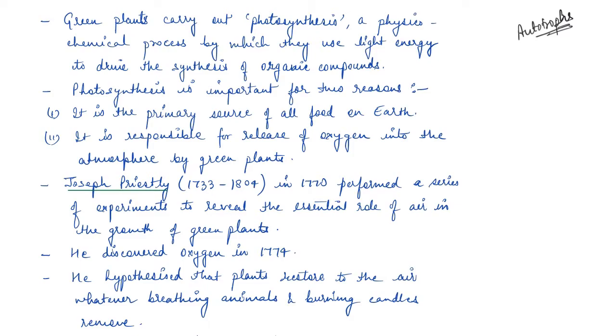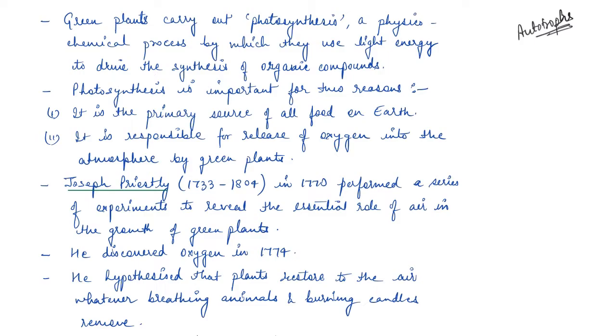Because of photosynthesis, plants release oxygen. So they are not just the primary source of all food, but photosynthesis is also responsible for the release of oxygen into the atmosphere by green plants. And we, plus all the animals, use oxygen to breathe in, right? Without oxygen, survival of animals is not possible. So now we know that there are two very important reasons why photosynthesis is required.